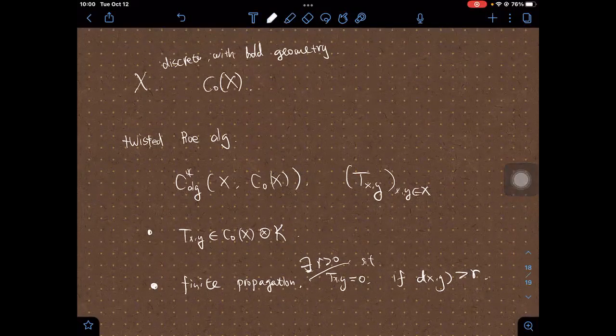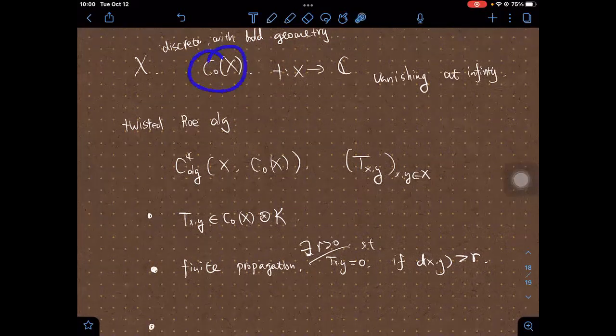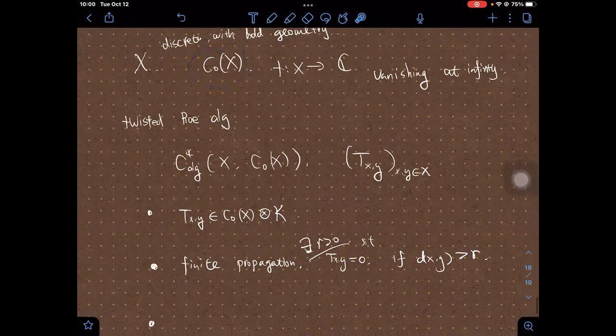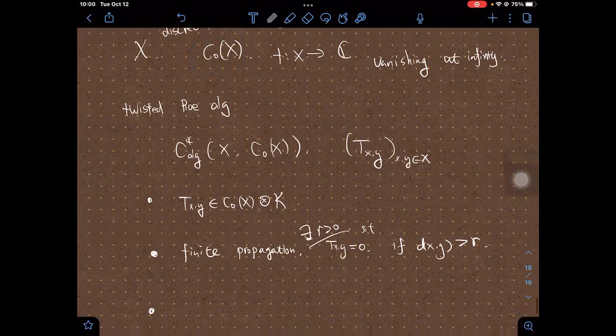Yes. So C0 of X is like a function. Since X is discrete, if X is countable, you can view it as a sequence going to 0 at infinity, vanishing at infinity. I don't want to make it a sequence, just think of it as a function. It's the same thing, but easier to express the idea.